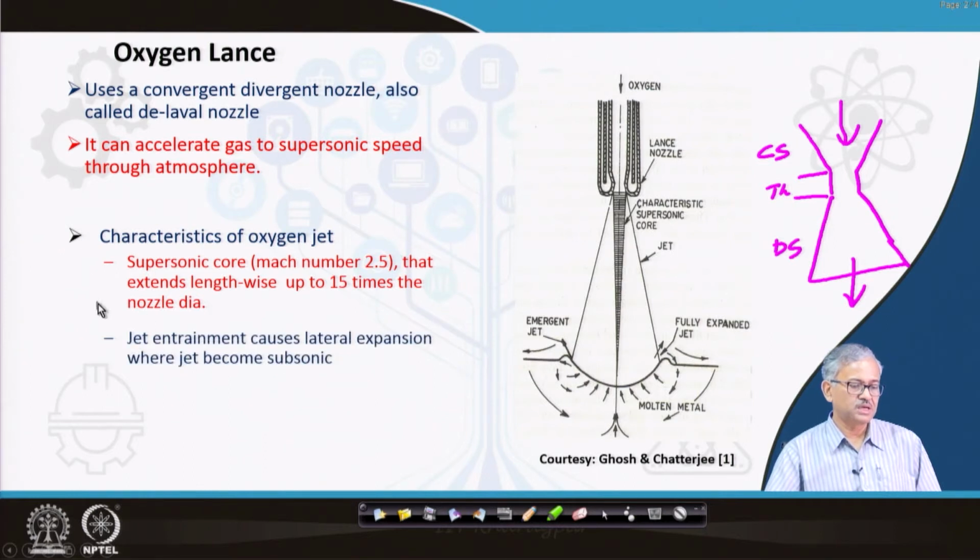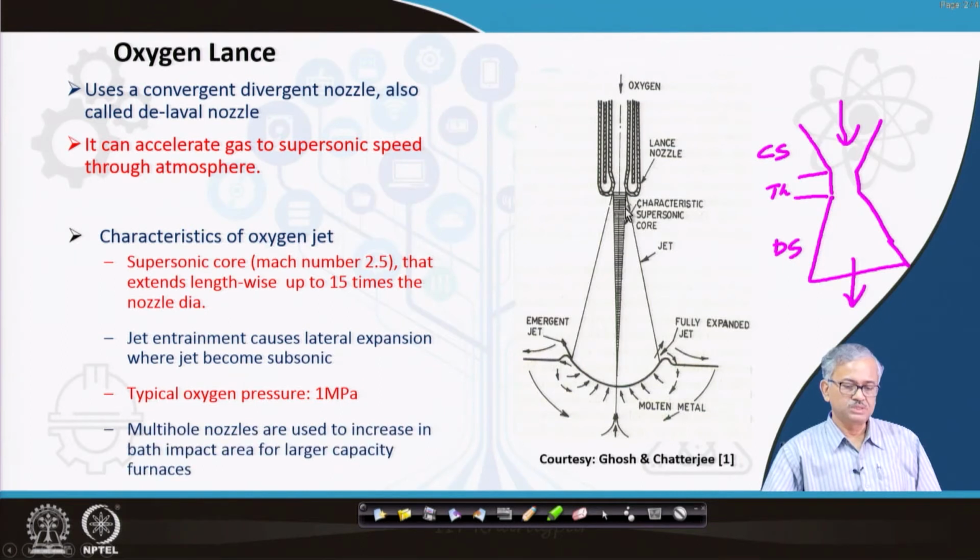Second characteristic is that the jet entrainment causes lateral expansion, where the jet becomes subsonic, because air entrainment is there. There is a lateral expansion of the oxygen jet after taking a lot of air into it. The white portion is the subsonic portion. The typical oxygen pressure used in the upstream region is approximately 1 megapascal, to produce this supersonic jet.